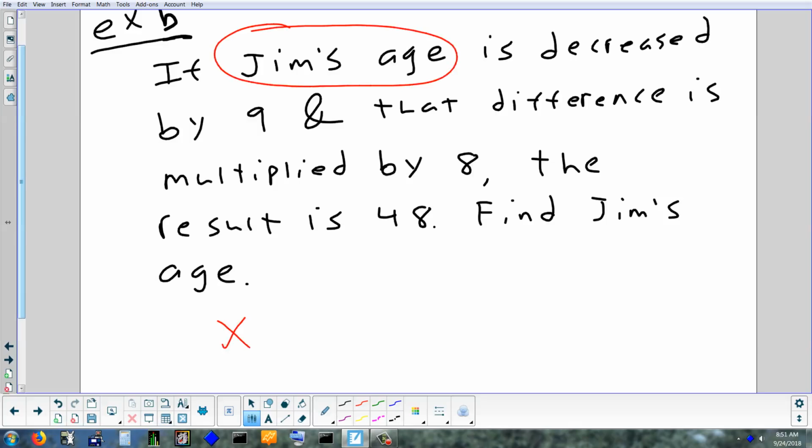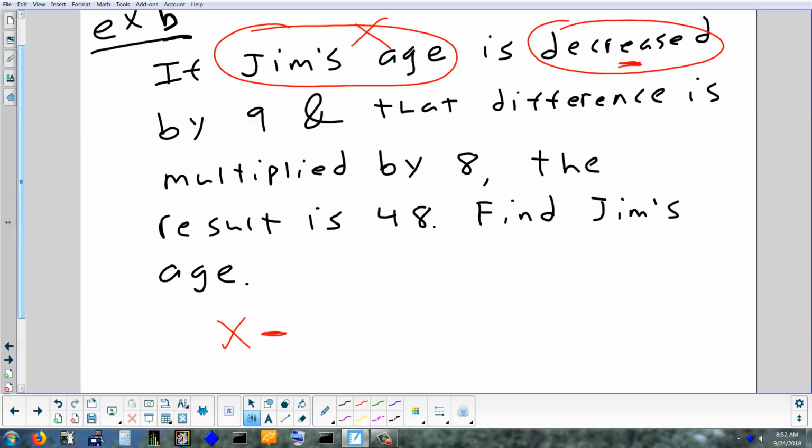There's Jim's age. X. What's the next? Dylan? Everybody sign. Just scan right here. What's the next word in there that might translate to something in algebra? Matt? Difference. Okay, even before that. Nicole? Okay, decreased. What's that mean, Nicole? Subtract. I'm just going to put a little minus here. I'm going to put a minus down there. What's the next thing? So, Jake, we just did Jim's age, X, decreased, minus.